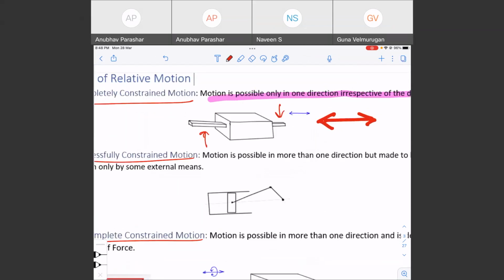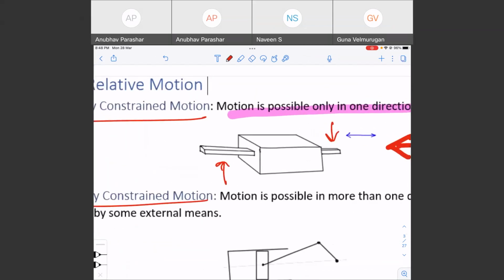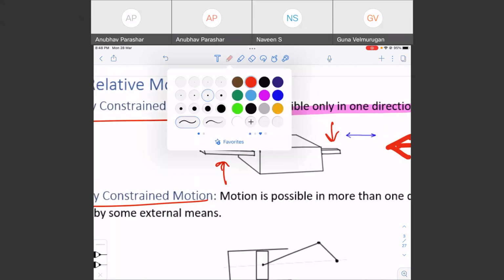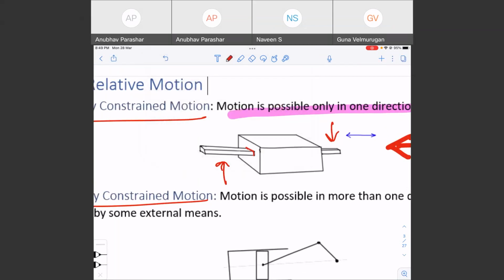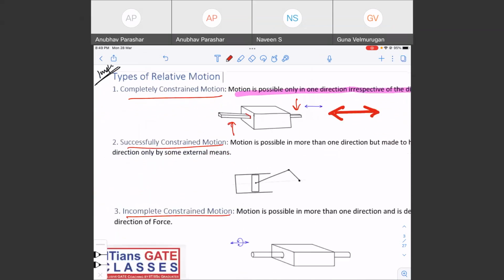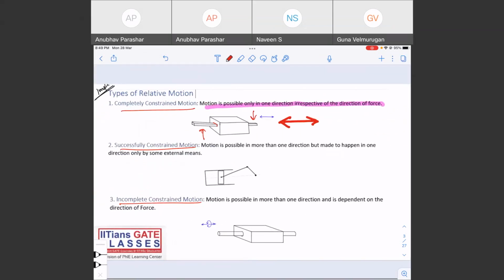Can you see this? What is this? This is a rectangular bar inside a rectangular slot. You can see the rectangular slot, right? So this kind of motion is known as constrained motion, where there is only one direction of motion possible. Motion is possible only in one direction, irrespective of the direction of force. You might apply the force in any direction you want, but the motion is possible only in one direction.